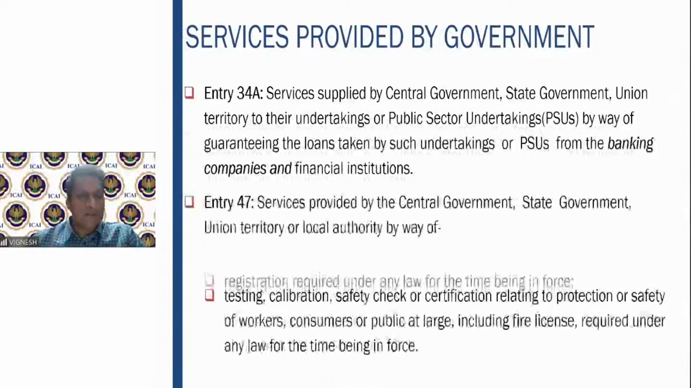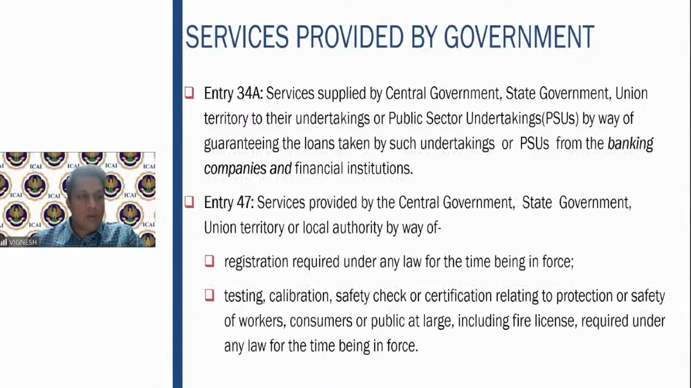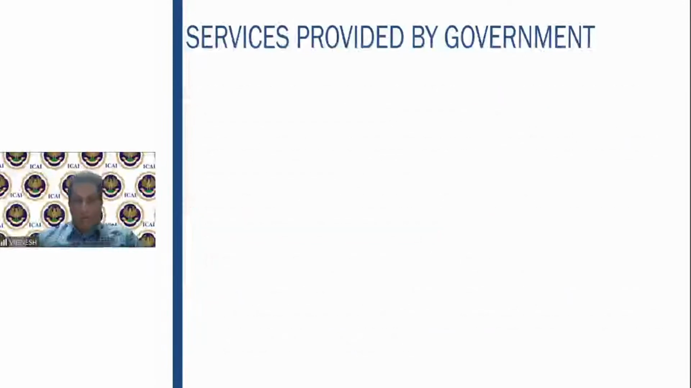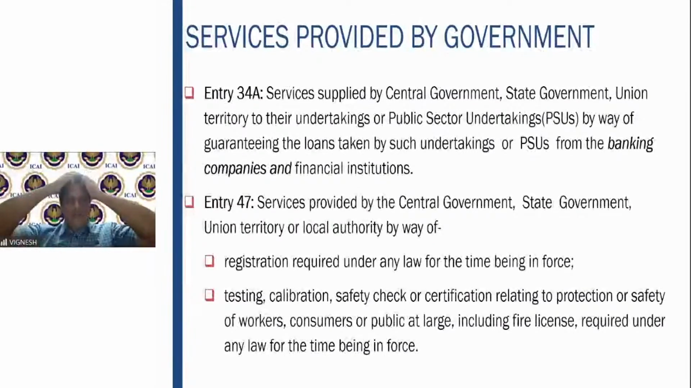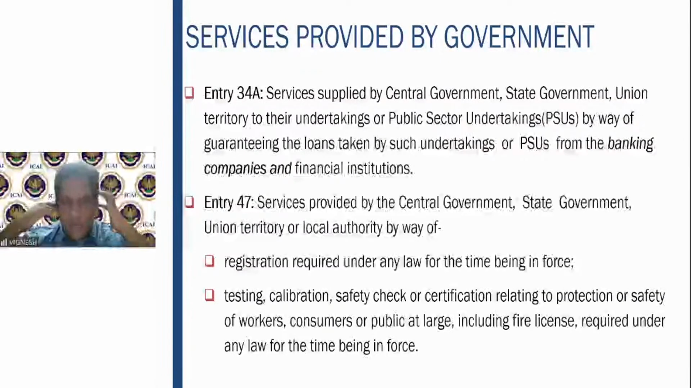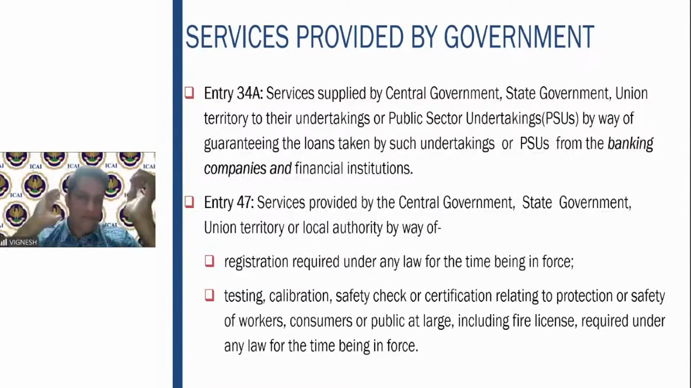Then 34A, services supplied by the central government, state government to their undertakings or PSUs by way of guaranteeing the loan. So public sector undertaking is there. If they take a loan, the government guarantees the bank for the repayment. So any such guarantees are given. In that case, these are also exempt. Such services by way of guaranteeing from the banking is exempt.